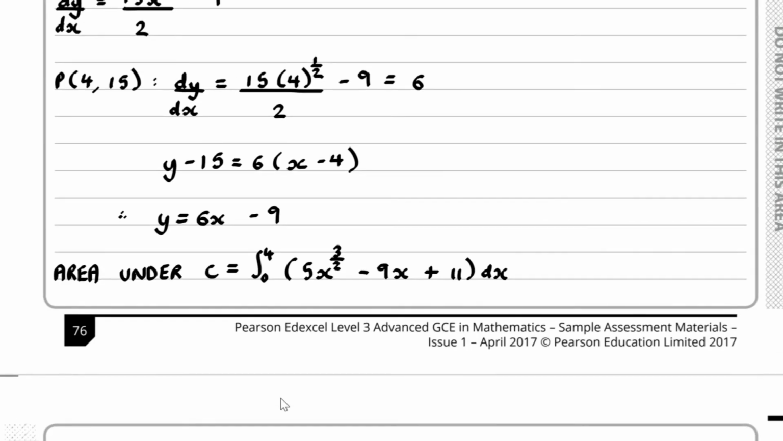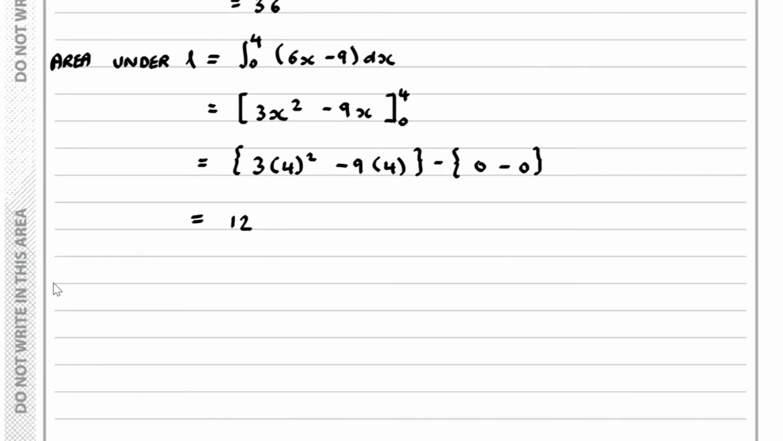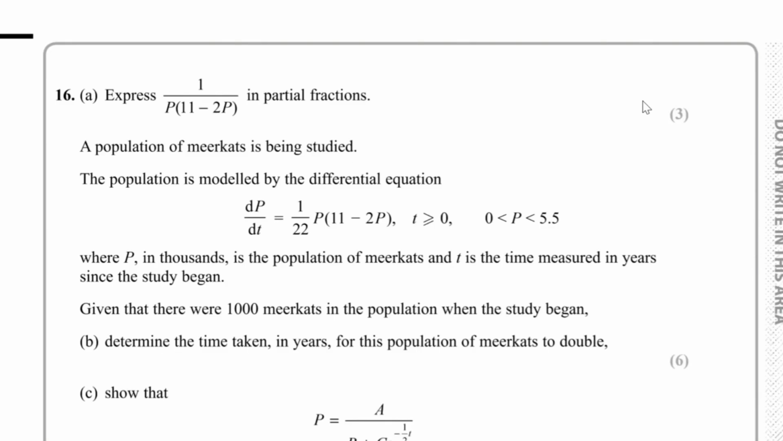And so the area of R is the difference between these. So therefore, the area of R is equal to 36 minus 12, which is 24 units squared.